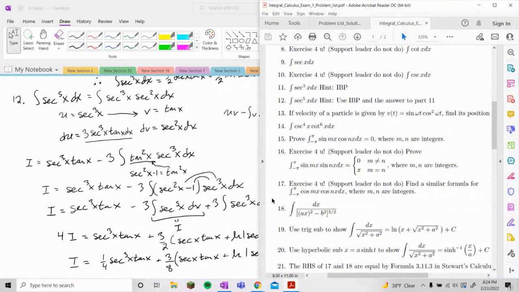Let's do 15. Prove that this integral is 0, where m and n are integers.